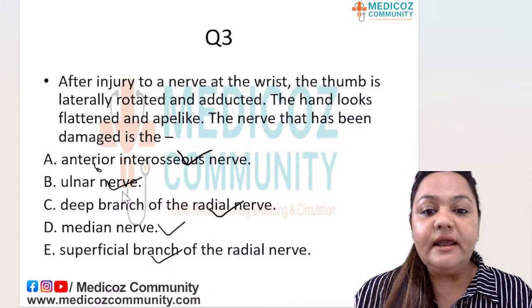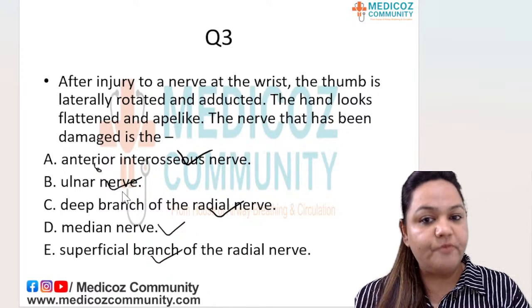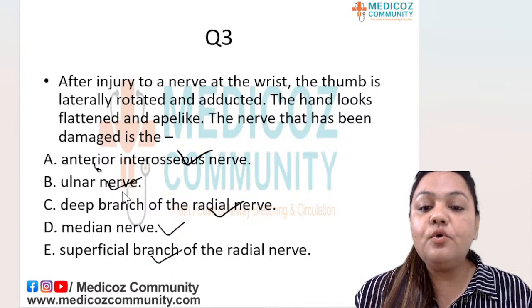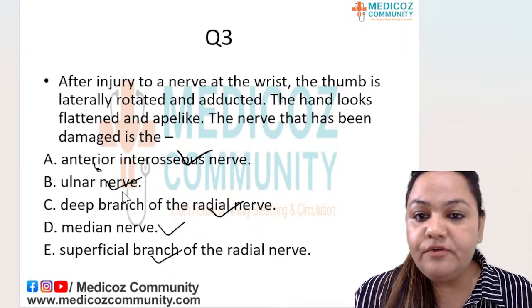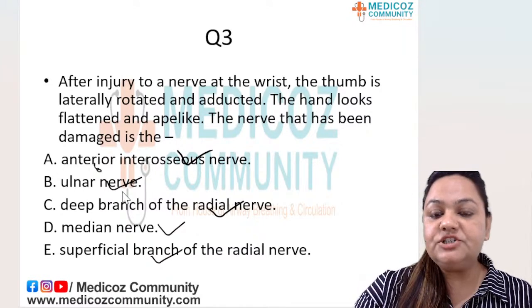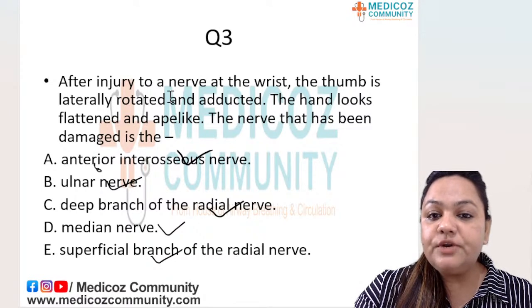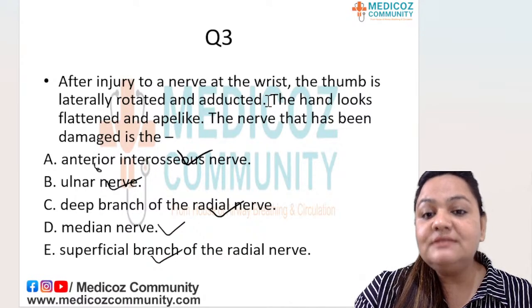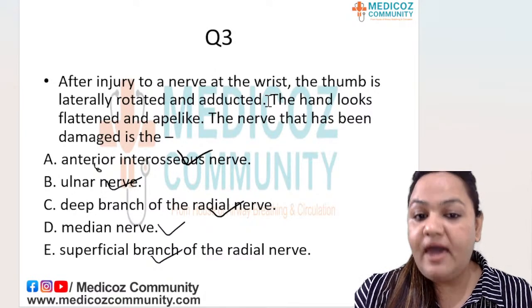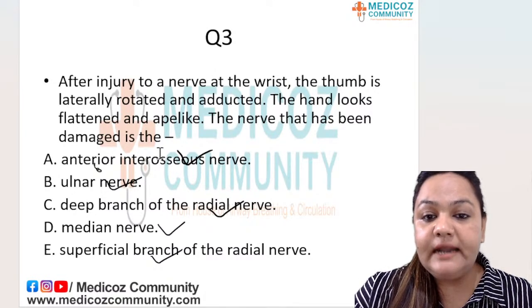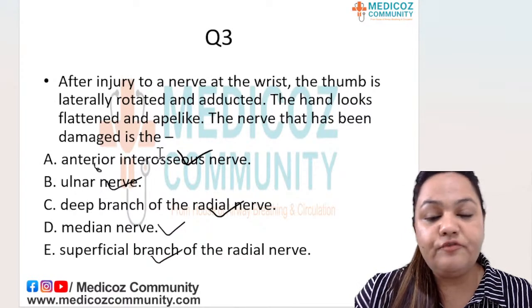So anterior interosseous nerve, it is a branch from median nerve, and it is only supplying the muscles of your forearm. Now what is the condition here? Here you can see the thumb is laterally rotated and adducted. So it means there is the involvement of the muscles of hand. So your anterior interosseous nerve, it is out from the option.